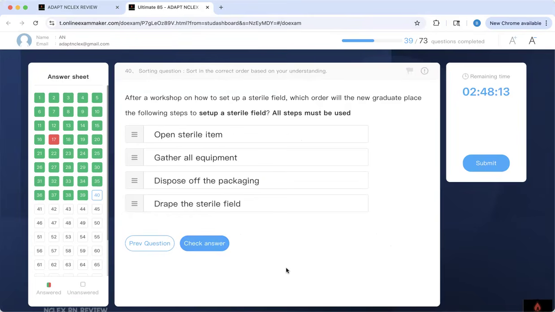After a workshop on how to set up a sterile field, in which order should the new graduate place the following steps to set up a sterile field? How do you set up a sterile field? Which one would you do? Open the sterile item, gather all equipment, dispose of the packaging, and drape the sterile field. How do you arrange them?